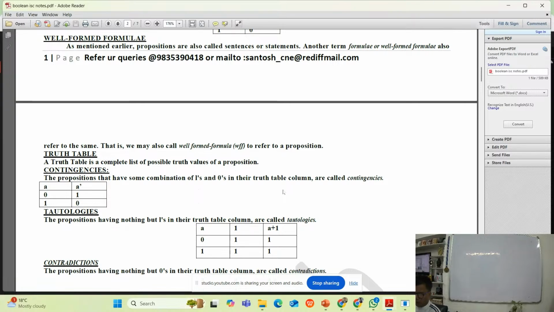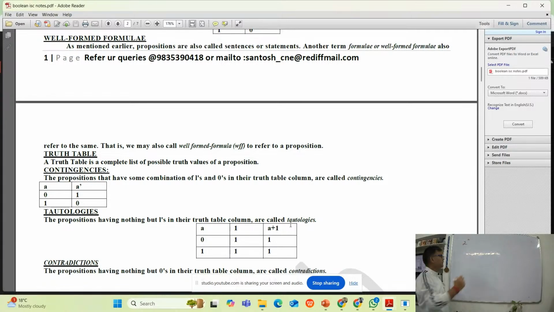Then comes the truth table. What is a truth table? A truth table is a complete list of possible truth values of a proposition. It means that if we have a proposition, how many total output states will it have? Sorry, that is noted by a truth table. The total number of statements in a truth table is equal to 2 to the power n, 2 to the power n.